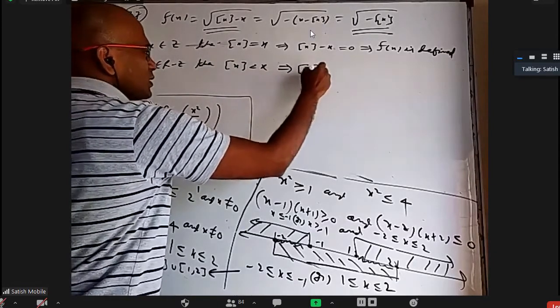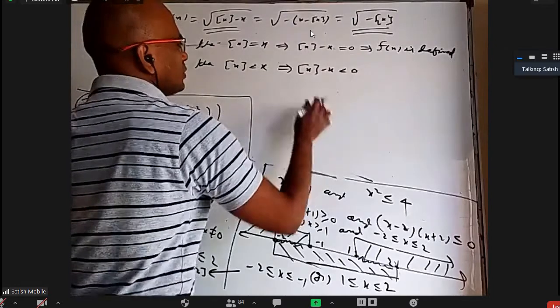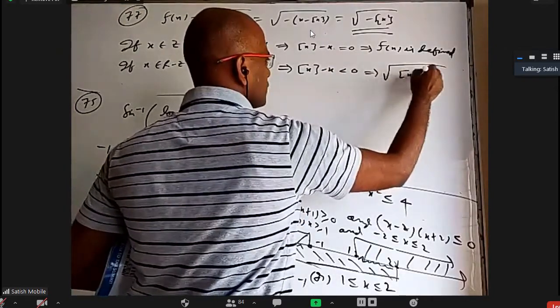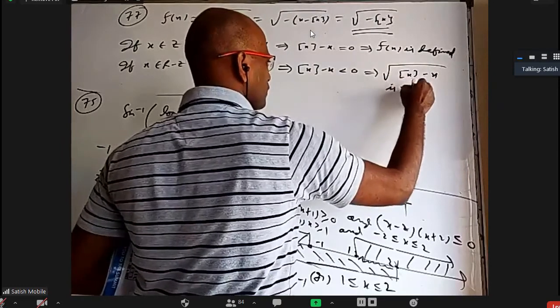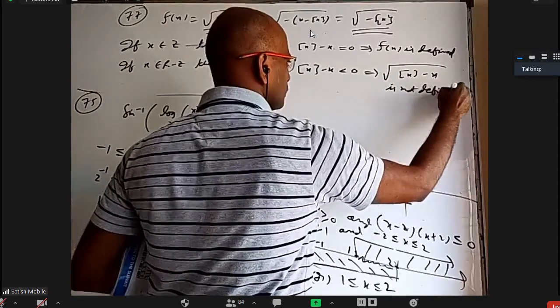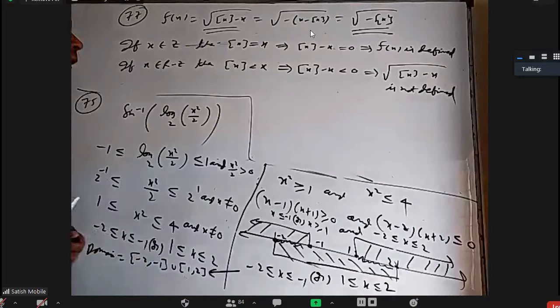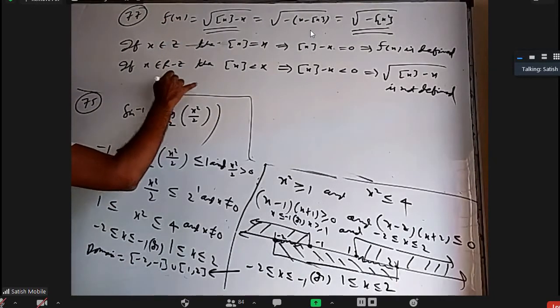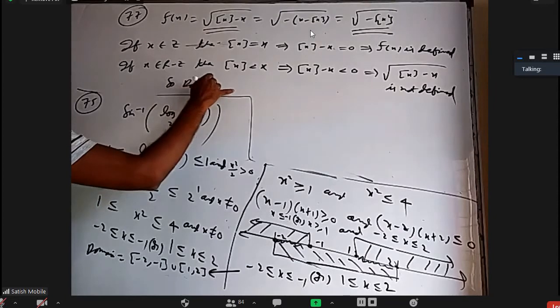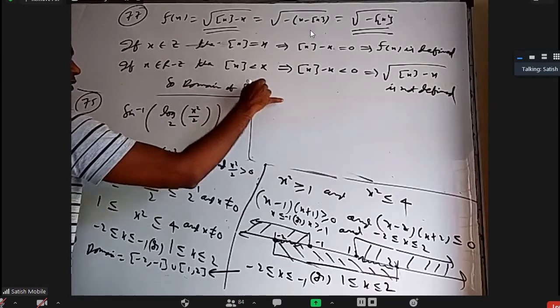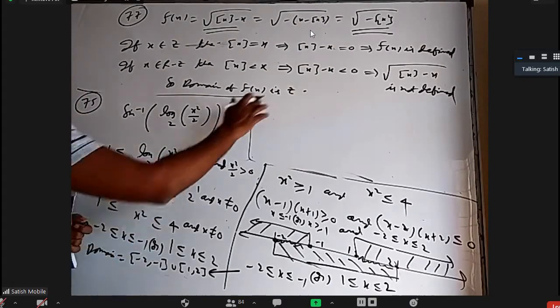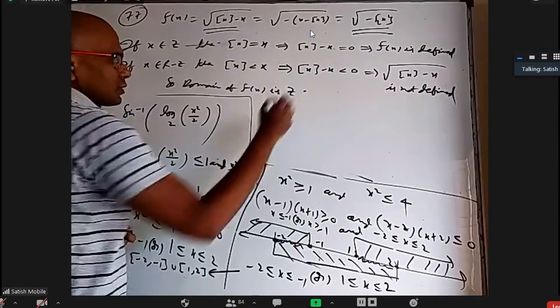In that case, integer part of x minus x is less than 0. And then root of that is not defined, which implies root of integer part of x minus x is not defined. So only for integers it is defined, for other numbers it is not defined. So domain of f of x is Z, only integers. Only at integers it is defined. Any other number if you substitute, it is not defined.